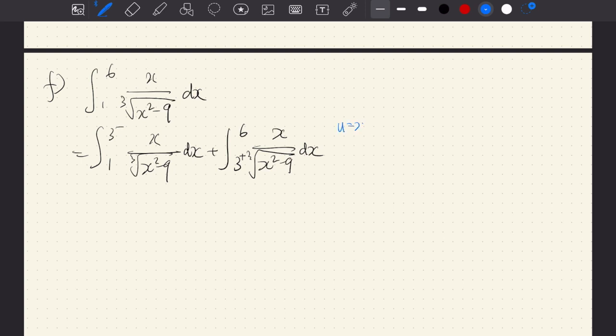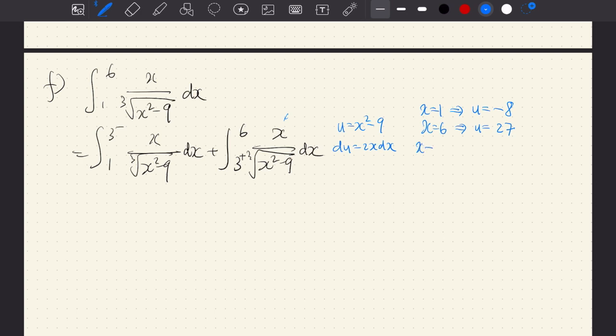Because if u equals x squared minus 9, then du is equal to 2x dx, and the x is the multiple here, right? And because this is an improper integral, now when we look at the limits of integration, when x is equal to 1, then u is equal to 1 squared minus 9, which is negative 8. When x is equal to 6, then u is equal to 36 minus 9, so it's 27.